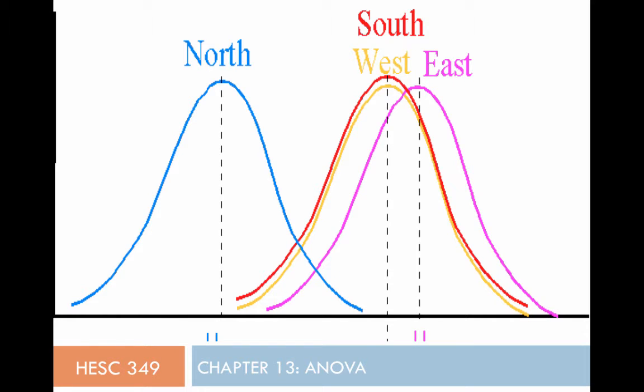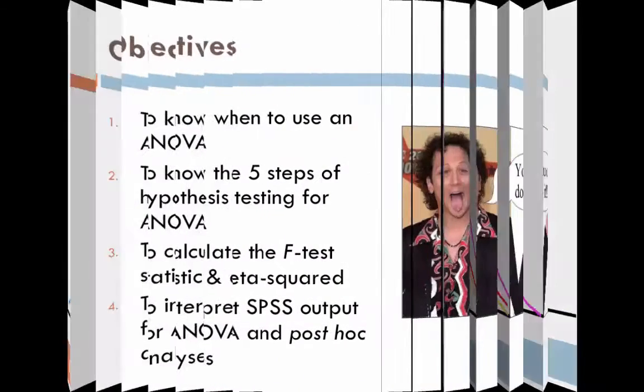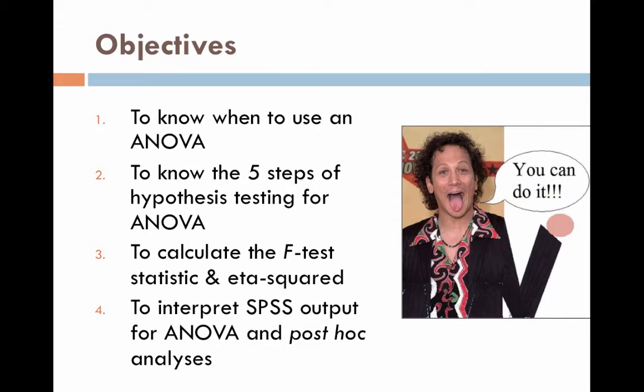Welcome students, this is chapter 13, One-Way Analysis of Variance, also known as ANOVA. So the objectives for this chapter are to know when to use an ANOVA test, to know the 5 steps of hypothesis testing for ANOVA, how to calculate the F-test statistic and eta squared, which is your effect size, and then also how to interpret SPSS output for ANOVA and post-hoc analyses.